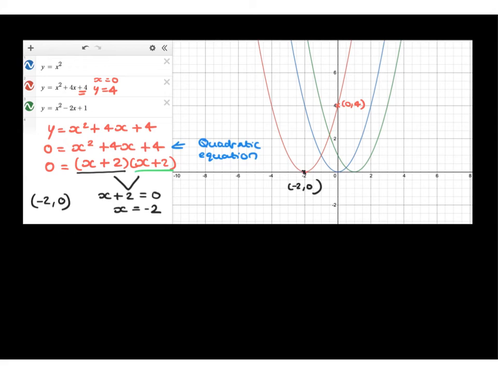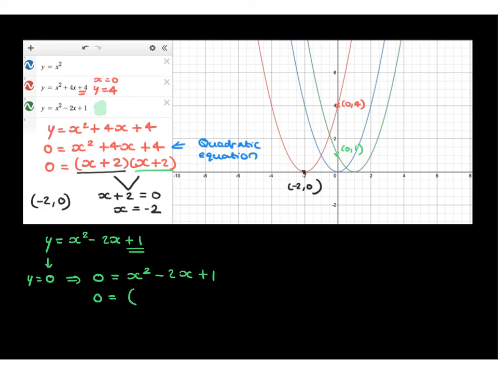Now, does something similar happen with the green graph over here? Well, let's take a look at its equation. y equals x squared minus 2x plus 1. And again, look at its y-intercept there. We can see it crosses the y-axis at 0, 1. What happens if we make y equal to 0? So that then gives me 0 equals x squared minus 2x plus 1.